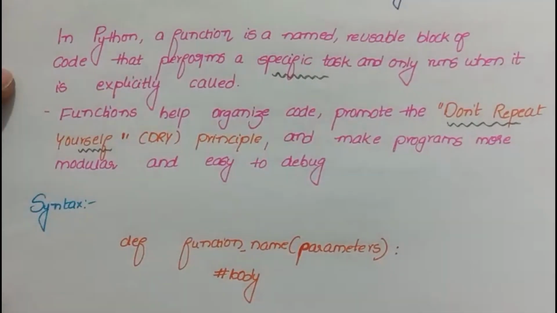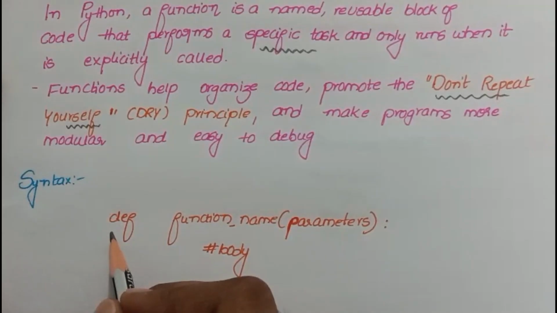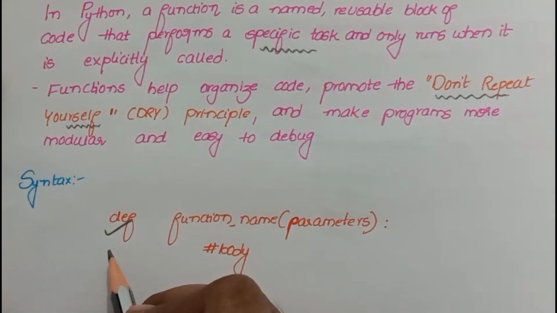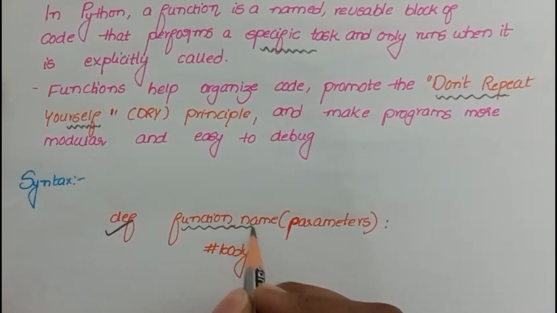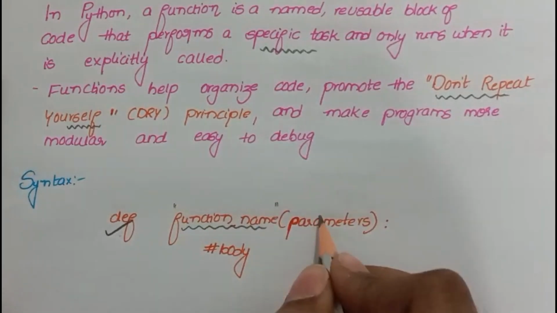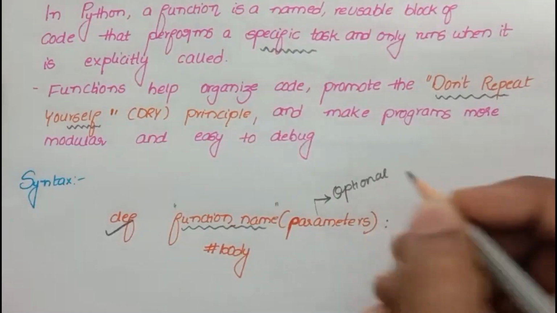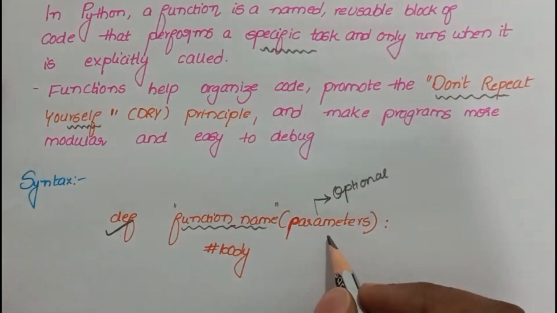Then, how to define a function? This is the syntax in Python to define a function. It starts with the def keyword. Def means we are defining a function. It starts with the def keyword and the function name, whatever function name we want to create, and the parameters. These parameters are optional, meaning a function can accept inputs or it can be a simple function that has no inputs.